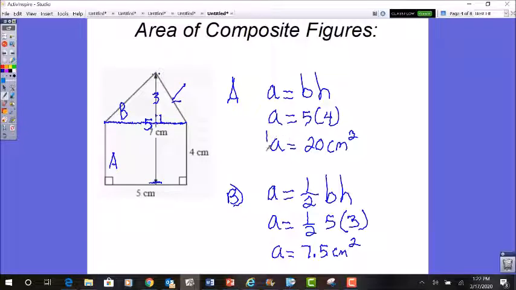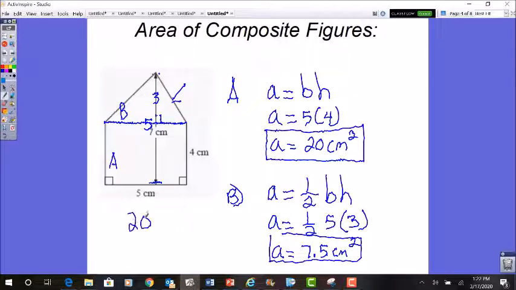Alright, so now all we need to do is add the two areas up for part A and for part B. So we get 20 and 7.5. We'll add those two areas together, and that would give us a total area of 27.5 centimeters squared.